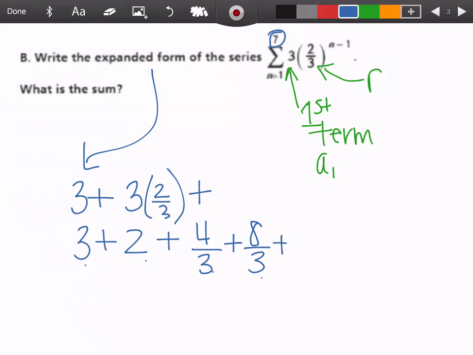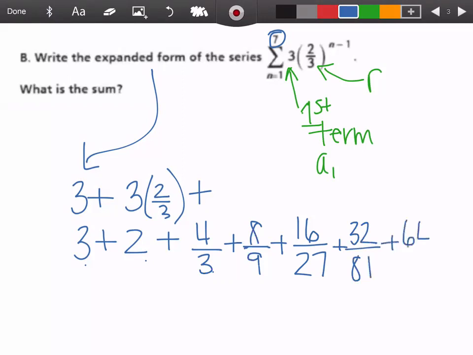And this 8/3 should be 8/9, because we're multiplying by 2/3. Then we get 16/27 plus 32/81 plus 64/243. So that's the expanded form of the series.